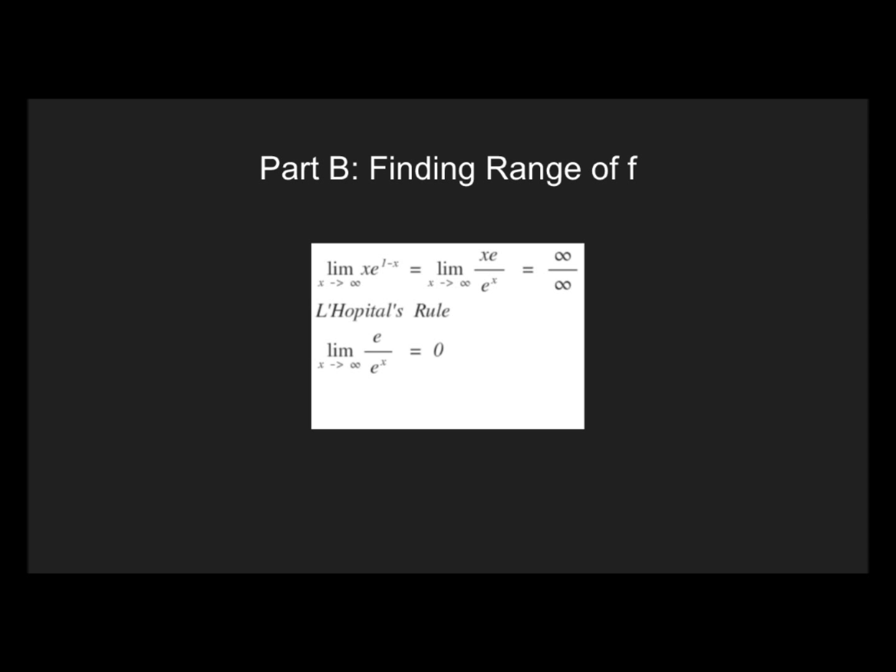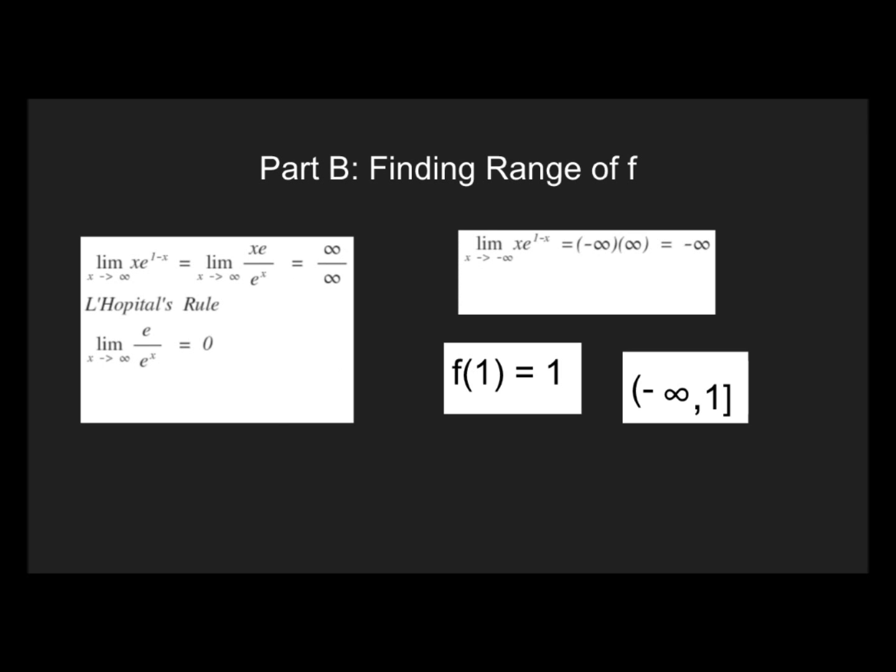So now we can apply L'Hopital's rule and take the derivative of the top and the bottom. And we find that the limit as x approaches infinity of e divided by e to the x is equal to 0. Next, we want to see what happens when we take the limit of x approaching negative infinity of x times e to the 1 minus x. And we find that this approaches negative infinity times positive infinity, since x just turns into negative infinity, and e to the 1 minus negative infinity is a very large positive number. So that turns into negative infinity times infinity, which is equal to negative infinity.